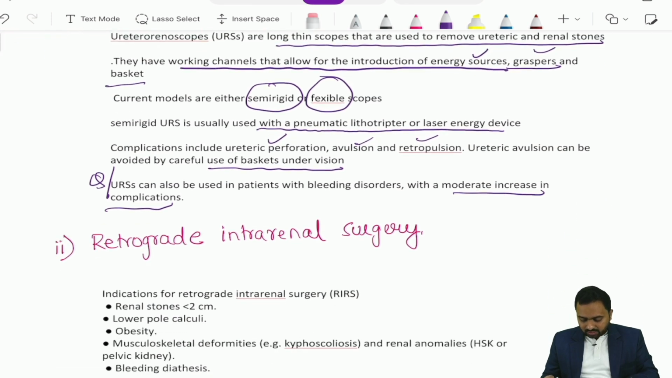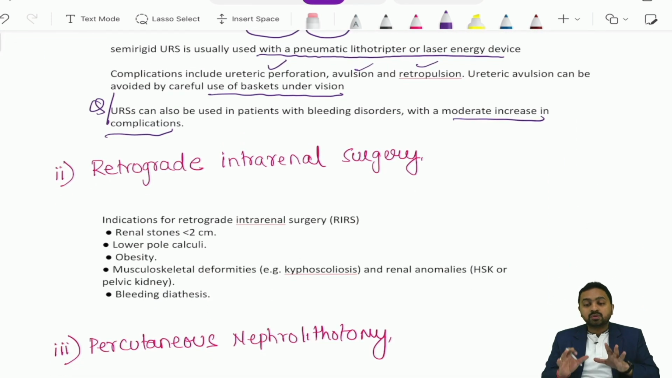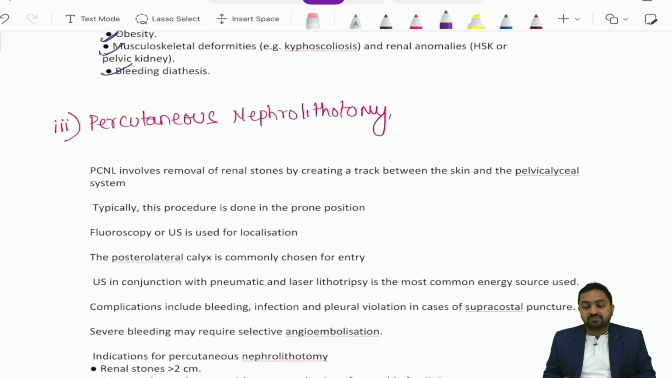Then we have your retrograde intrarenal surgery. So when do we do this retrograde intrarenal surgery? Please remember the indications: when you have renal stones less than 2 centimeter, lower pole calculi, obesity, musculoskeletal deformities, and in bleeding diathesis.